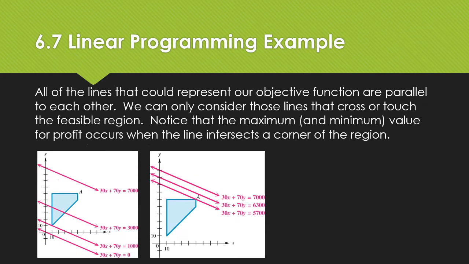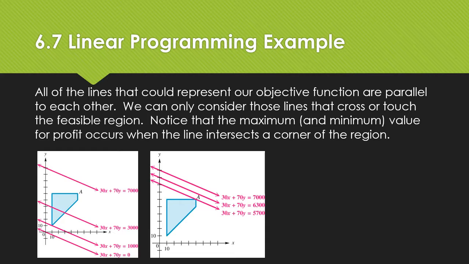The profit is a line, 30X plus 70Y, and we want to make it as large as possible. We could put in any number we want, and we've put in multiple numbers here for profit: 7,000, 3,000, 1,000, even 0. One thing you notice about all these lines is that the slopes are all the same. They're all parallel to each other. So all the possible lines we're trying to maximize are parallel to each other. But we can only consider the lines that go through our feasible region. So they have to go through that trapezoid we colored in.